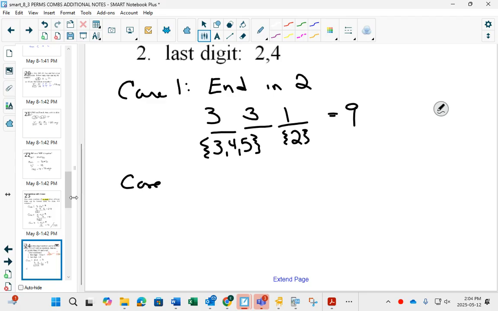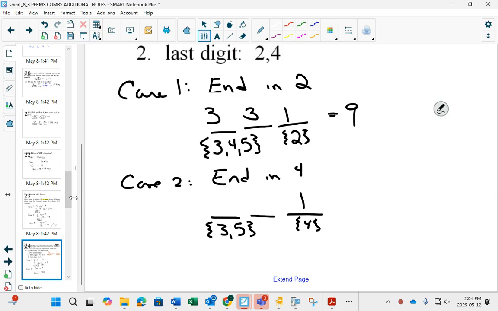Case 2. What haven't I counted? Well, I was breaking up my last restriction. It could have ended in a 4. If it ended in a 4, so this is a 4 here, 1 choice. Now when I go to my first restriction, it can only be a 3 or a 5, because the 4 is already used up. 2 choices there. You've used up 2 numbers. How many choices left in the middle? 3. 2 times 3 times 1 is 6. Add your cases up, and you get 15 ways.